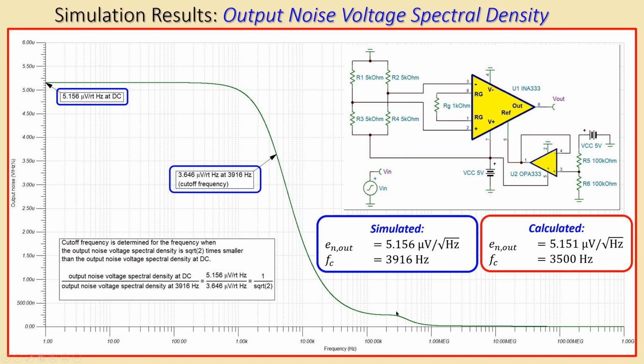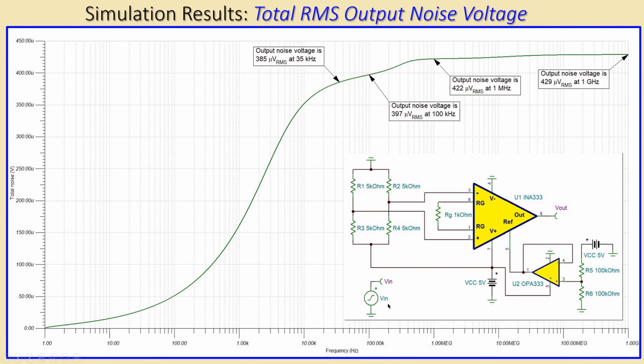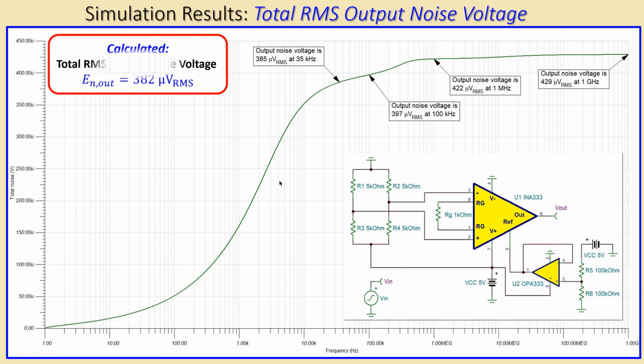So this is not that great of a deal. Of course, we need to fine-tune if there is a design problem, but in this case it's just analysis. Okay, total RMS output noise voltage. That's the plot. The circuit, the plot, and then we have some labels here to emphasize several important points. The calculation: the total RMS output noise voltage we have calculated was 382 microvolts RMS.